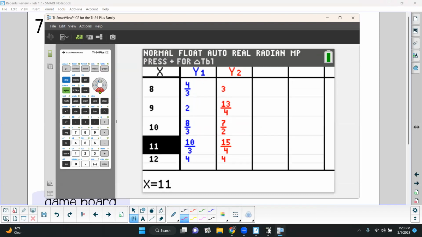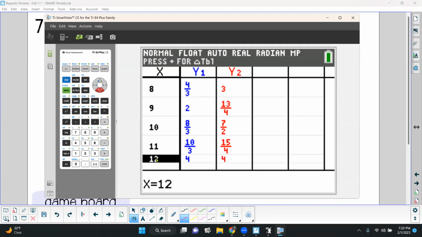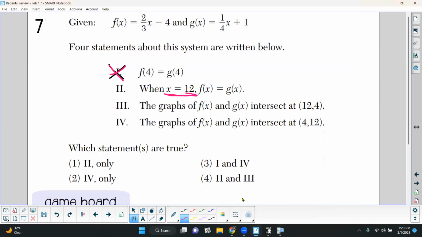Let's see. 12, look at that. When the input is 12, f and g have the same output. So this one is definitely true. Now let's read the next one. The graphs of f of x and g of x intersect at (12, 4). So we look at that point, (12, 4).